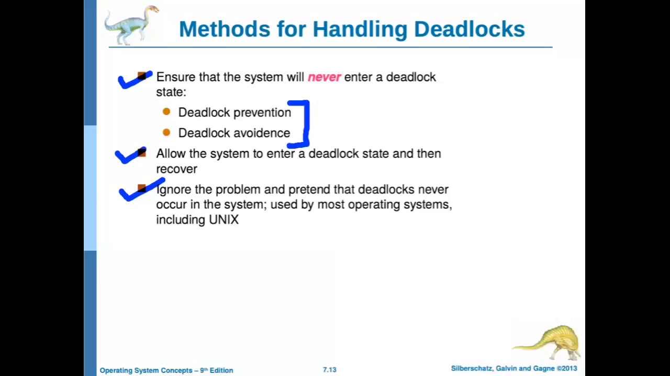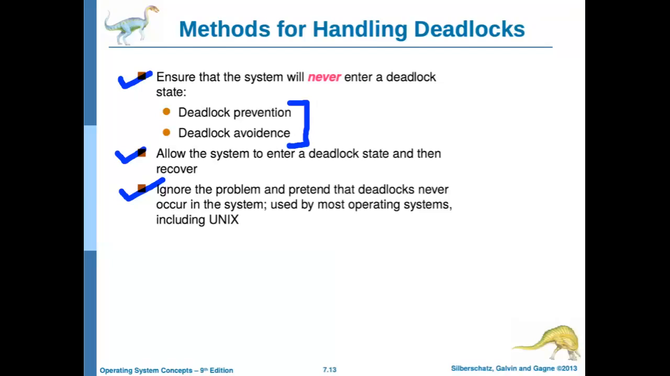Okay. Second method of handling deadlock is to allow the system to enter a deadlock, and then, that means here again two things are required. One is you need to check if deadlock has occurred or not. Okay, and if deadlock has occurred, start the recovery with deadlock recovery.